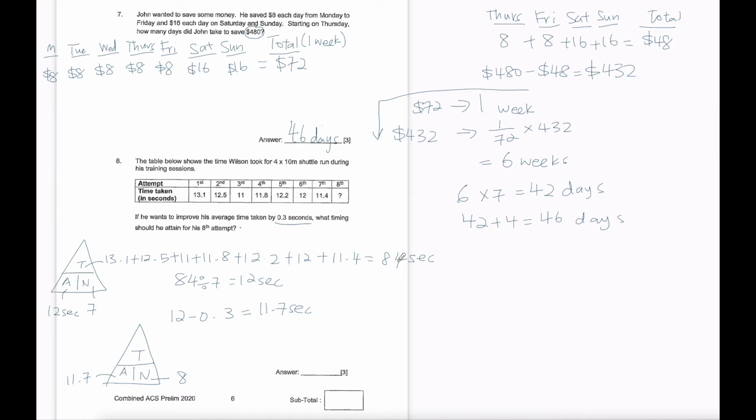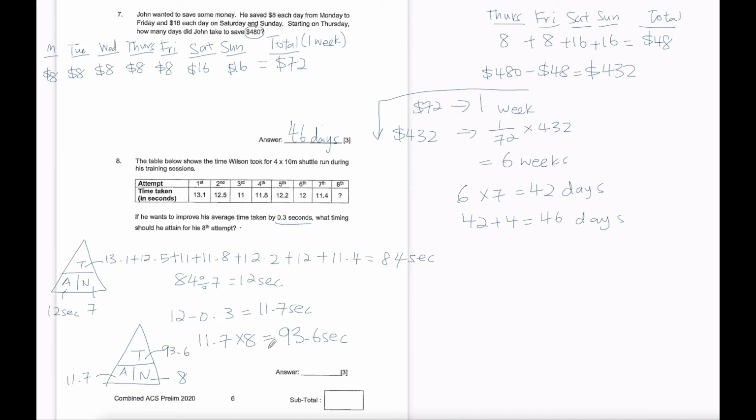So at first, we already have 84 seconds, correct? So we need to find out the maximum total that he can go. So we need to take 11.7 times 8 to find out the total. So you are going to get 93.6 seconds. My total will be 93.6 seconds.